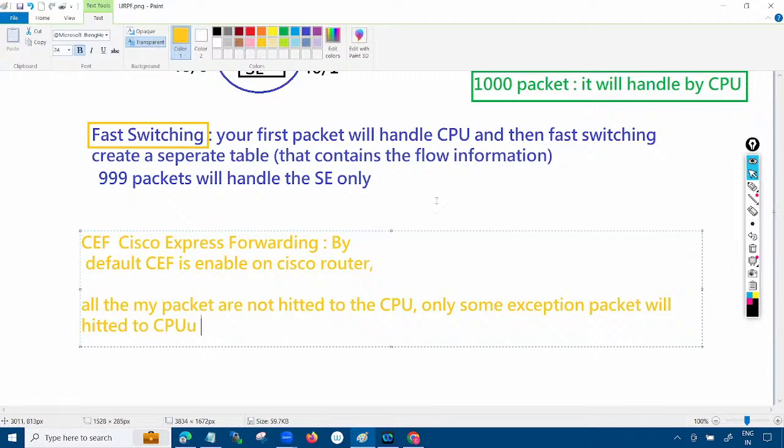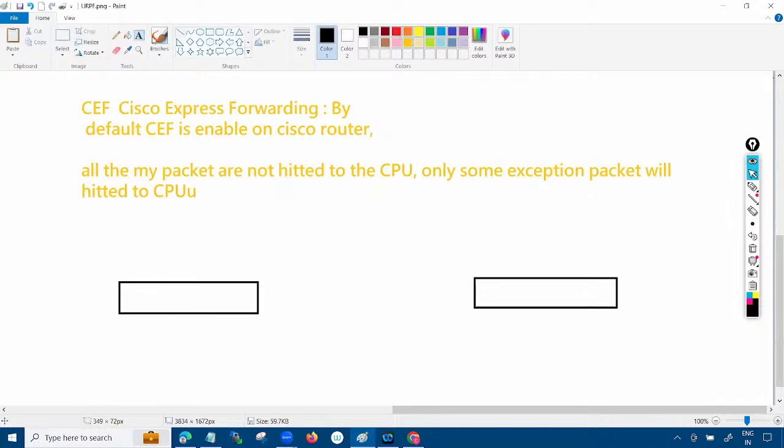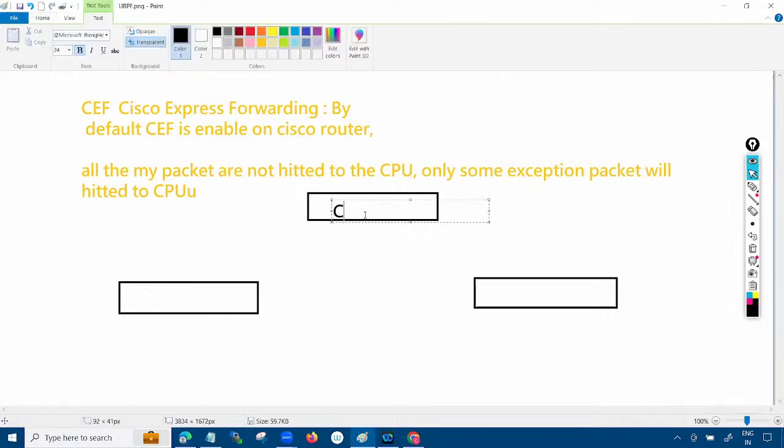So what is CEF going to do? CEF basically creates two different types of table. Cisco Express Forwarding creates the first table, that's called the forwarding information base. And the other is the adjacency table. FIB stands for forwarding information base. It's similar to the routing table.